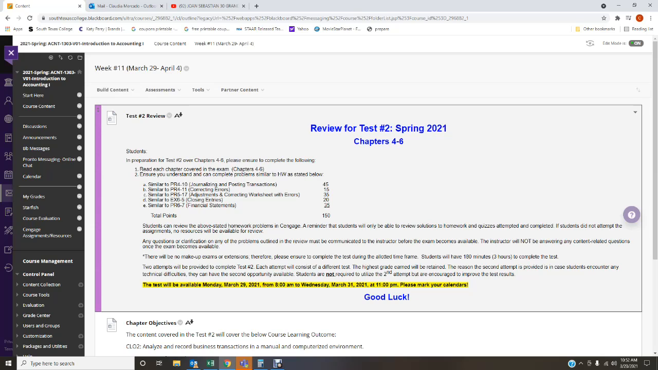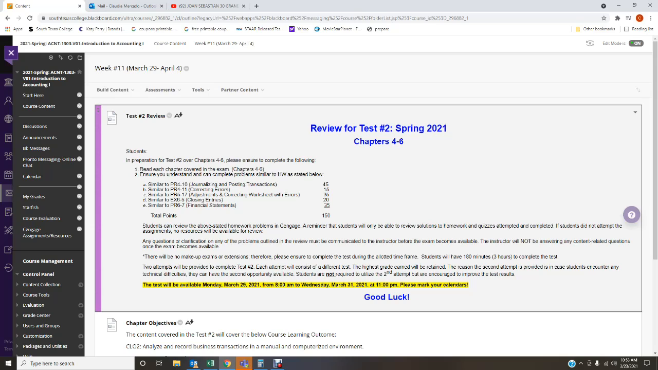Okay, now the test is going to cover a problem similar to problem 410, which deals with journalizing and posting transactions. That is worth 45 points. Okay, then you're going to have a problem similar to problem 411, which deals with correcting errors. That's worth 15 points. You have a problem similar to problem 517, which deals with adjustments and correcting worksheet with errors. That is worth 35 points.